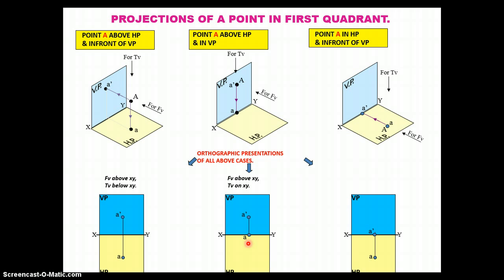Now the third case, where point A lies in the HP and in front of VP. So in the 2D view, point A lies below the XY line. This is the top view projection of point A. A dash is the projection of point A in the front view.